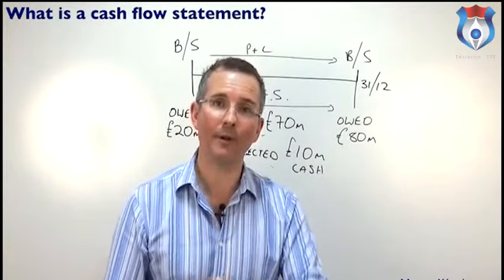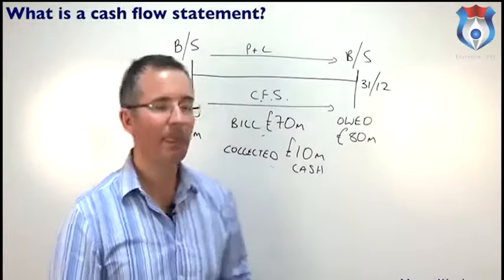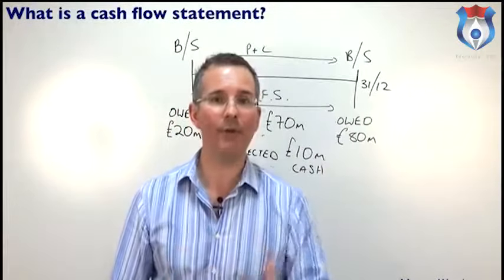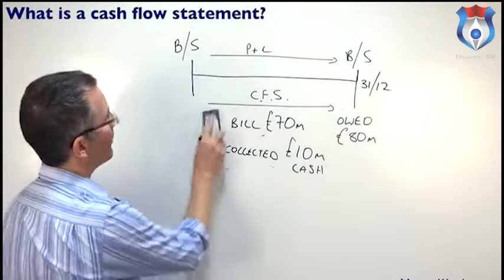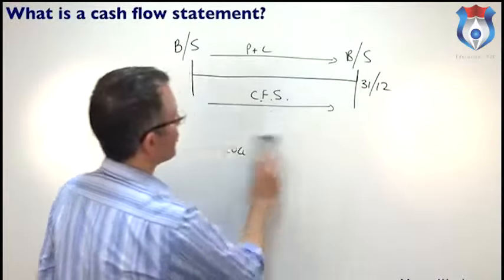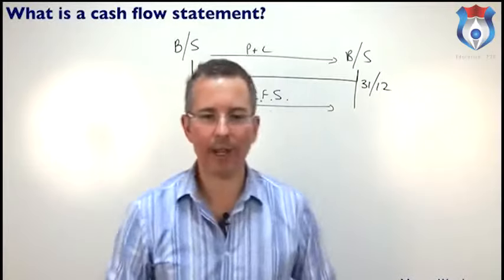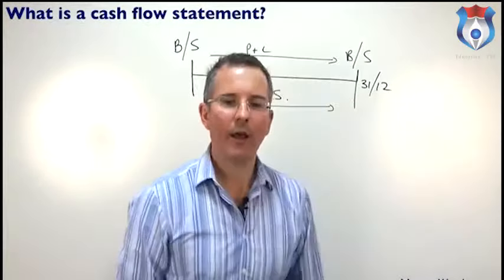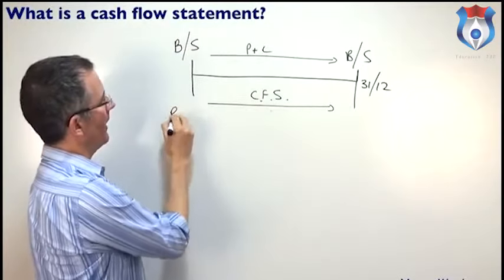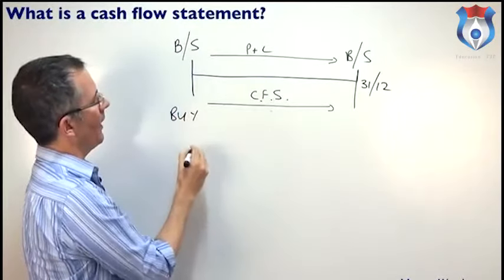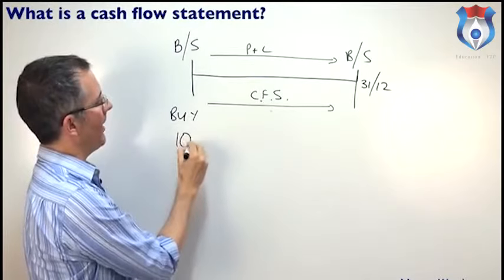Let's look at another one. Firms don't just trade, they buy assets to use in their business. So, how about this idea? This is just really to show you the link and where cash flow statements fit into the picture. How about this story? Let's change the facts a little bit. Let's say at the start of the year, we buy a nice big juicy asset for 10 million.